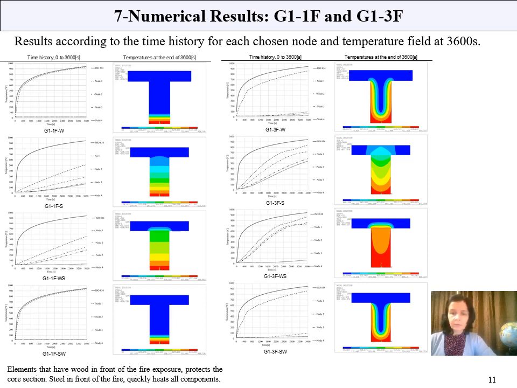The third line of the results represents the cross-section when we have wood material in the top of the cross-section and steel in front of fire. And the last line of results represents the cross-section in steel and wood material in front of fire. As a general conclusion about these results, the elements that have wood in front of fire exposure, as the last line, for example, protect the cross-section, as you can see in blue color of this image. Steel in front of fire, for example, the third line of the results, heats the whole component quickly, as you can see in this image.